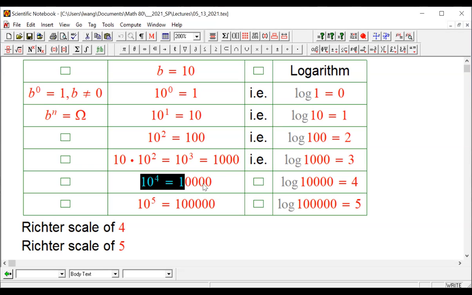It's the same power. But instead of talking about 10,000, we're talking about 4. Richter scale 4. Richter scale 5. But you know the power is 10 to the power 5, and the power is 10 to the power 4. Okay? And how about Richter scale of 6? Richter scale of 6 is 10 times stronger than the Richter scale of 5.